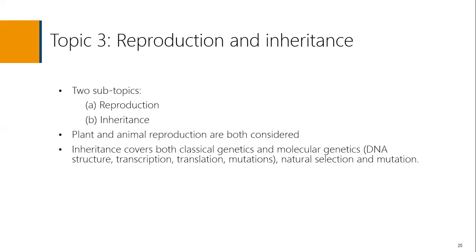Topic 3 is reproduction and inheritance. Again, there are 2 subtopics, reproduction for one and inheritance for the other. It's a large section about reproduction in humans, plants, and genetics. The genetics has classical genetics and also molecular genetics.